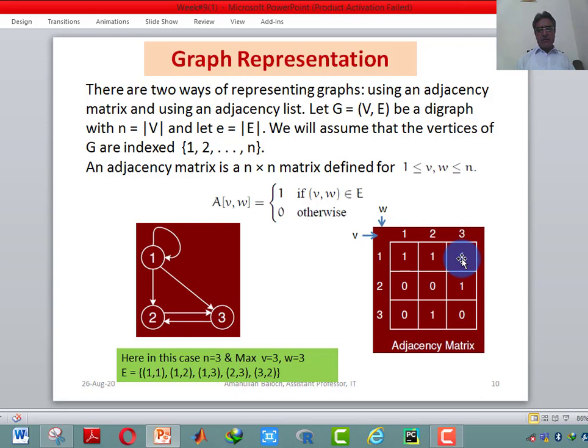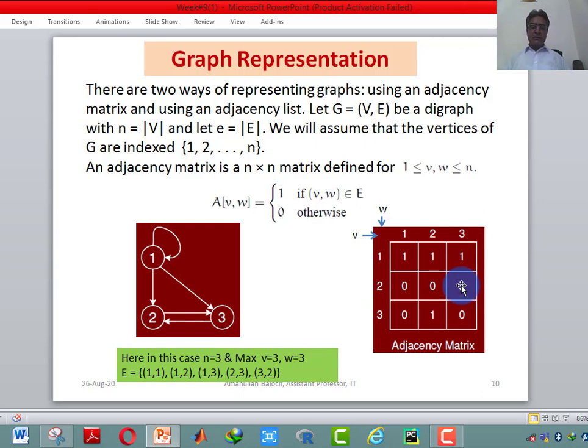We put 1 here. Now, 2 to 1: no edge exists, so 2 to 1 is 0. 2 to 2: there is no loop, no edge exists, so 2 to 2 is 0. 2 to 3: yes, this edge exists, so for 2 to 3 we put 1 in this box because the edge exists.